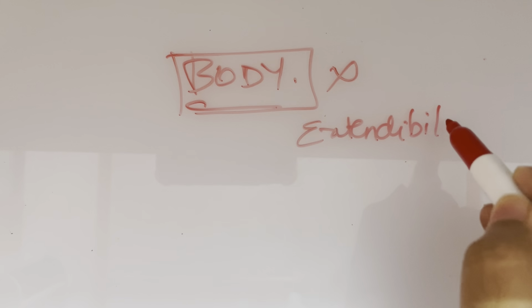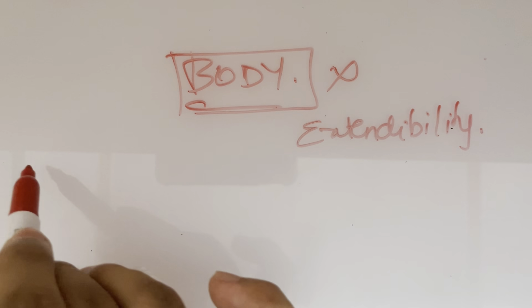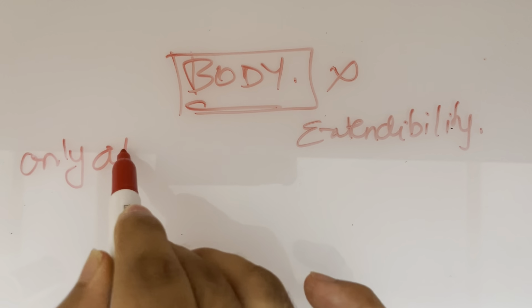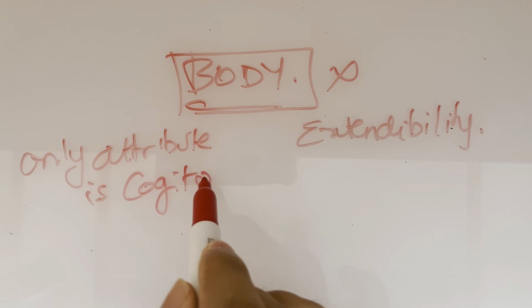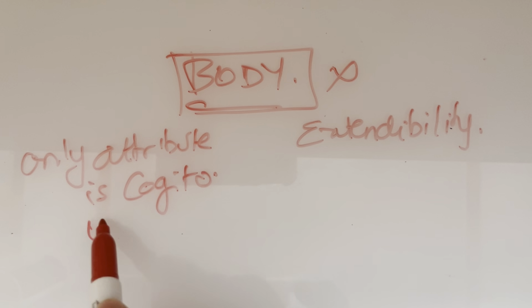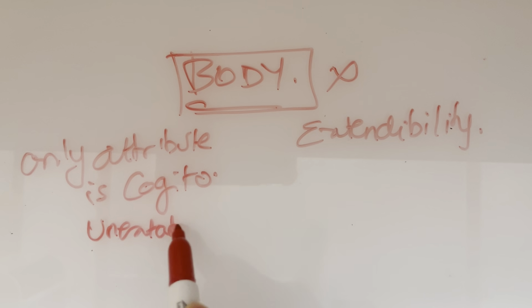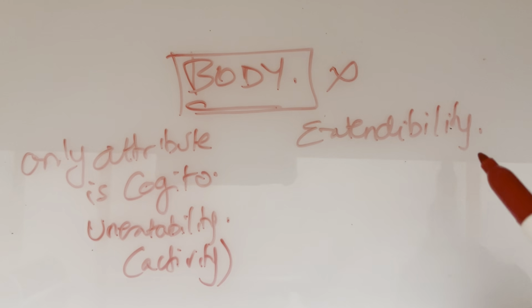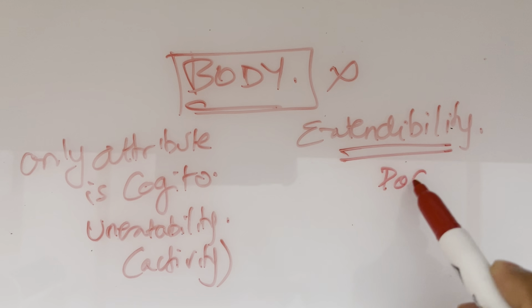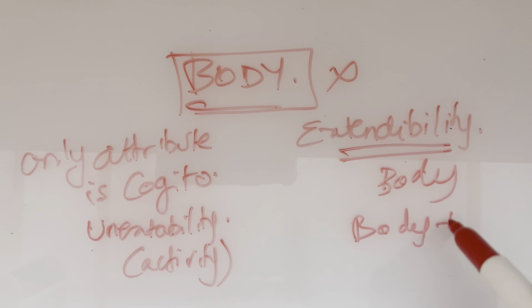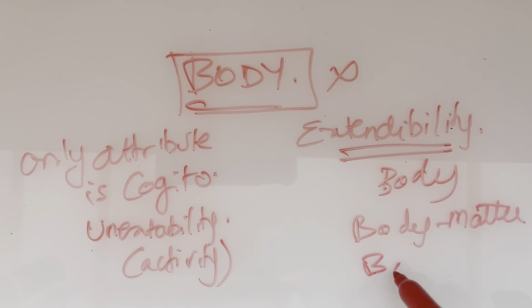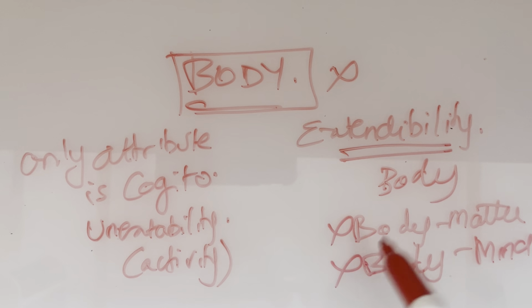We have seen that the only attribute of monads is thought. Only attribute is cogito, which is unextendability or activity. Therefore, there is no scope for extendability or body. Therefore, Leibniz negates body matter and body-mind dualism. Negated.